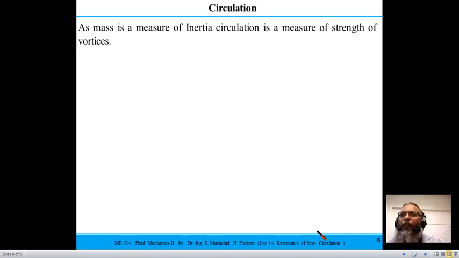As we can think of, mass is a measure of inertia. So the more the mass of an object, the more will be its inertia. It means it would be difficult to change its position if it has more mass, or we could call it has more inertia. Similarly, we can think of circulation as the measure of the strength of the vortices. So if the circulation is a bigger number, it means the vortices present within the closed contour are of bigger strength.